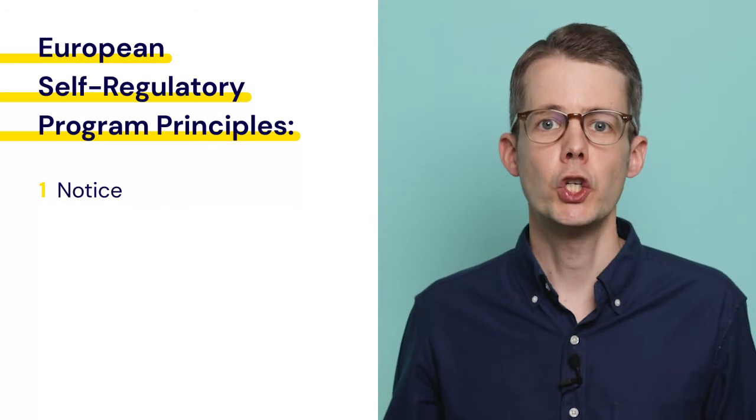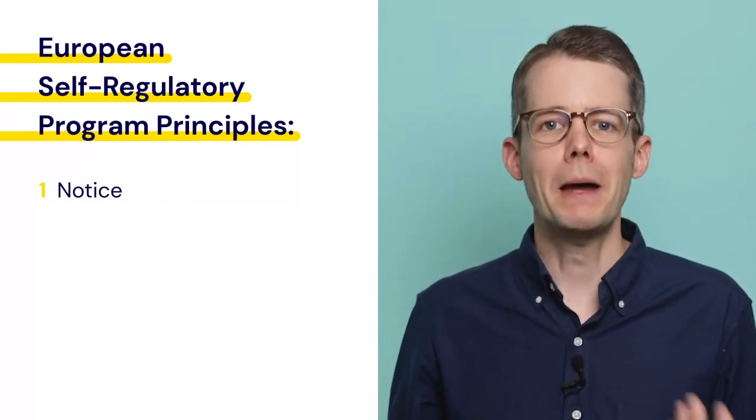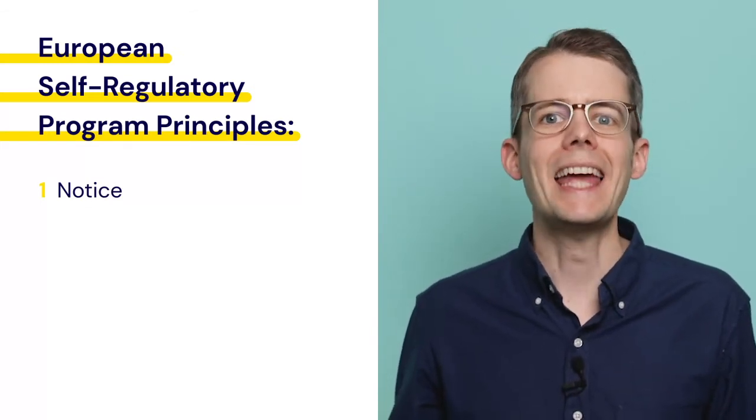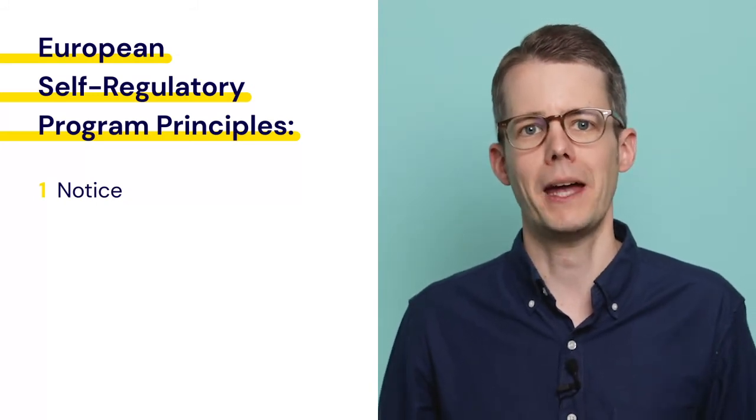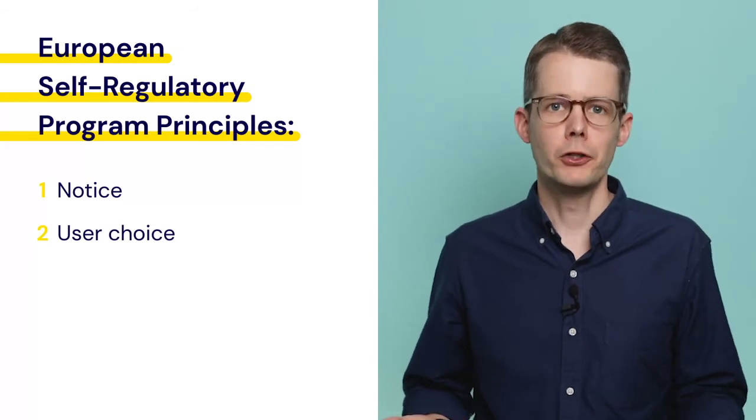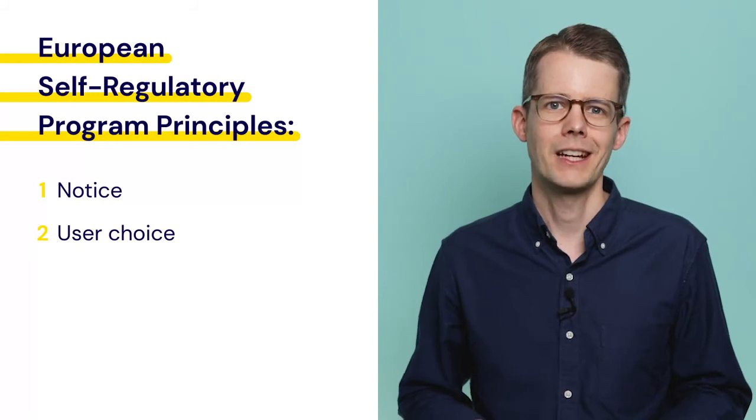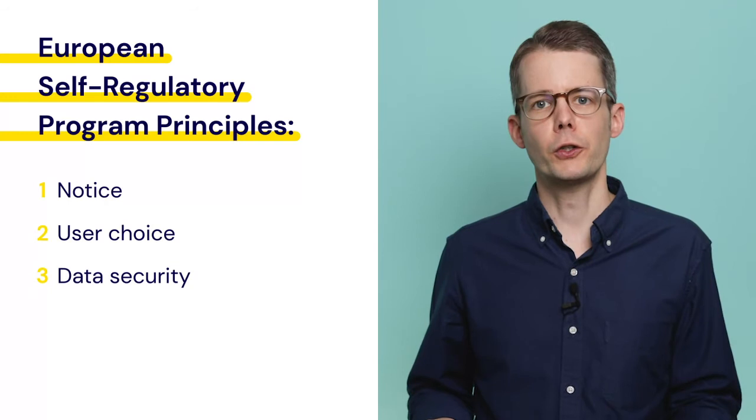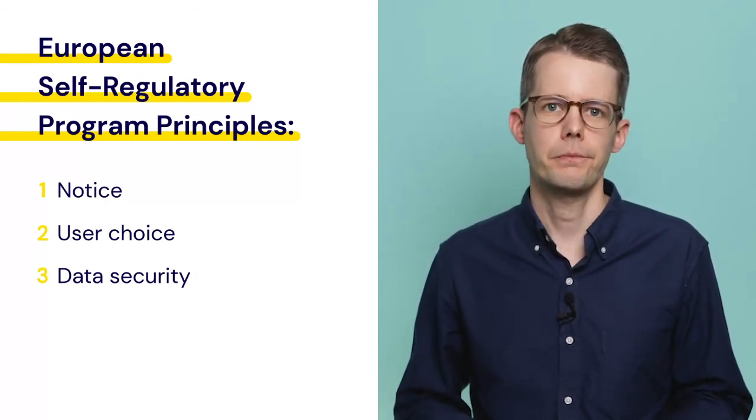Principle number 1, notice. Publishers provide transparency about data collection and use best practices associated with behavioral advertising. And that includes the Ad Choices icon, which gives users access to further information and control mechanisms. Principle number 2, user choice. Publishers give consumers greater control over behavioral advertising. Principle number 3, data security. Publishers commit to appropriate security of data that is collected and used for behavioral advertising purposes.